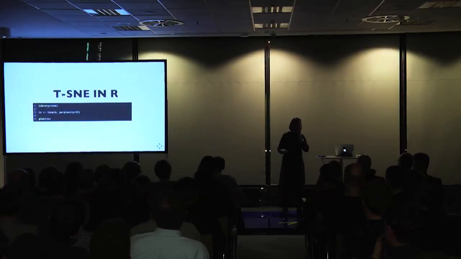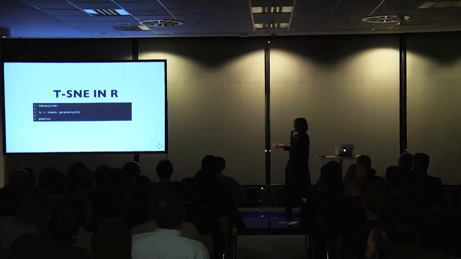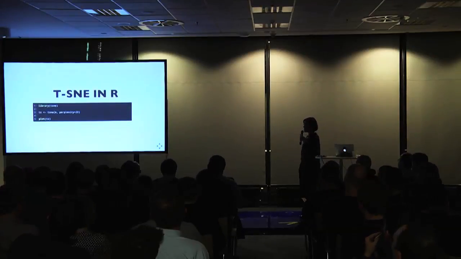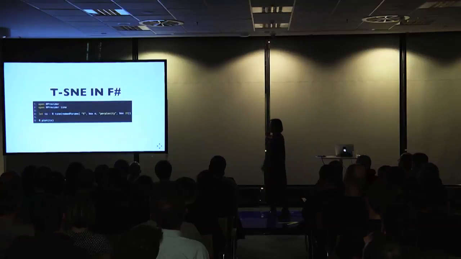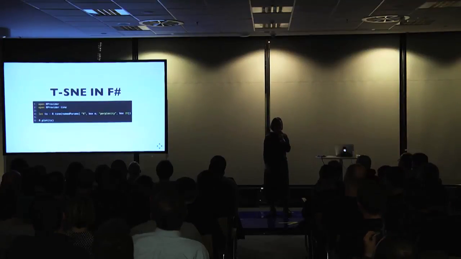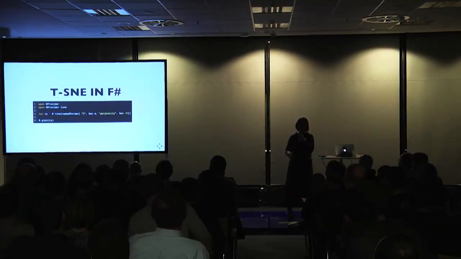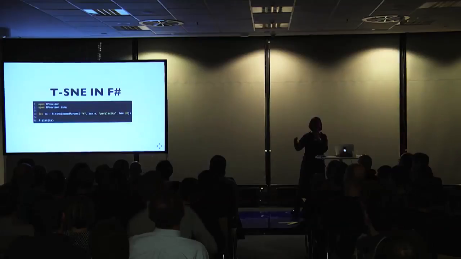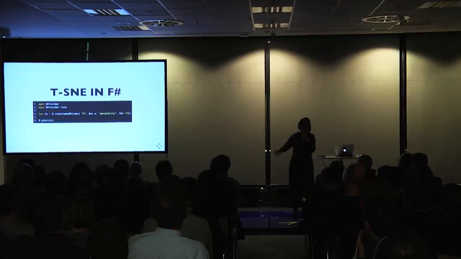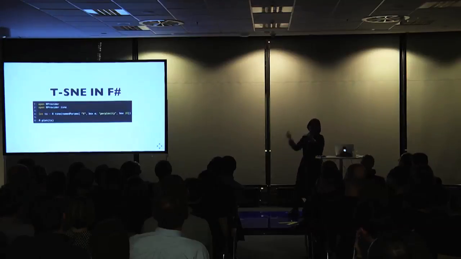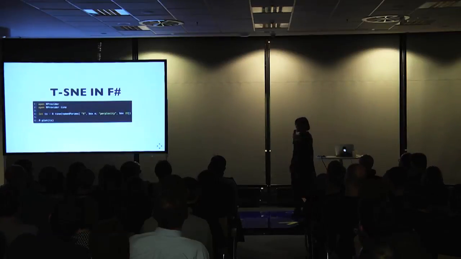So, how do you do it? In R, you would just call a function called tsne. Easy. Well, in F-sharp, you can use this kind of power, and you can call R.tsne, because we have type providers, and we have a type provider for R, called R provider, where you can just load everything you have in R and pass your F-sharp data into an R function and call that within F-sharp and get your results back into F-sharp. Very useful, right?